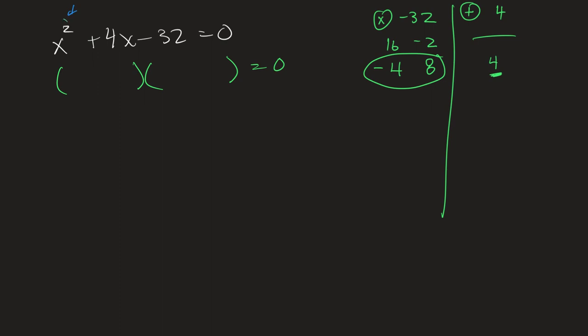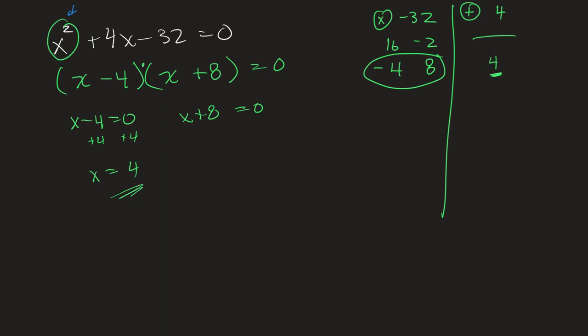So I'll split this x squared into an x and an x. One will be a negative 4, one will be a positive 8. Zero property, I'm multiplying and I get 0, so either x minus 4 is 0 or x plus 8 is 0. Again, solving, I'll add 4 on both sides there to get 4. And on this one, I'll subtract 8 on both sides to get a negative 8.